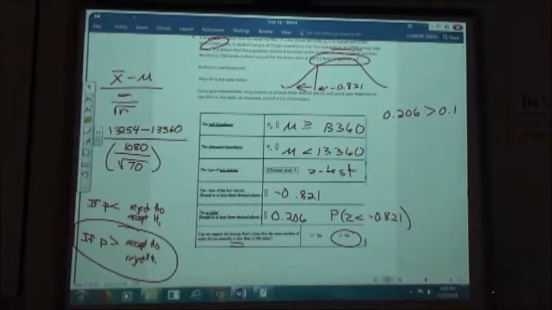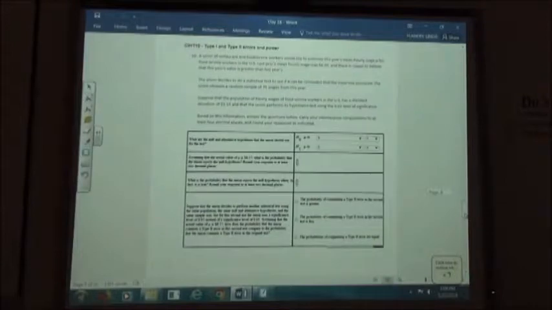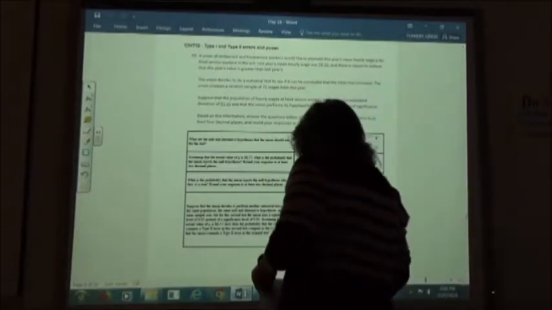Now, we are going to basically do the same thing that we just got done doing. Only now they're going to ask us about the type of error that we might have, which we talked about earlier, type 1 and type 2 errors. So I'm just going to remind you since you missed that.